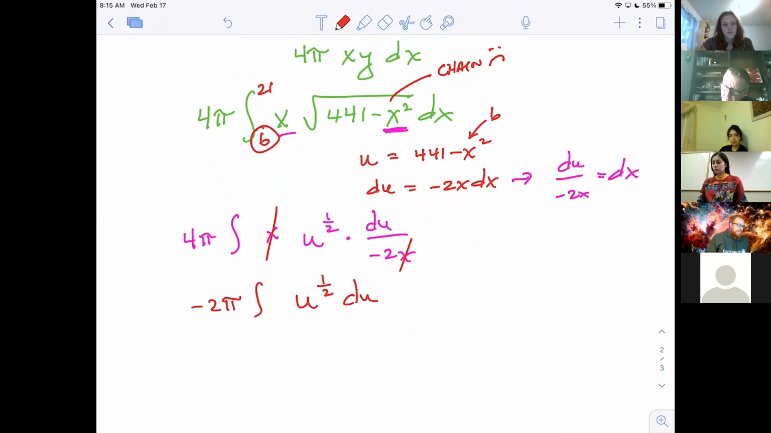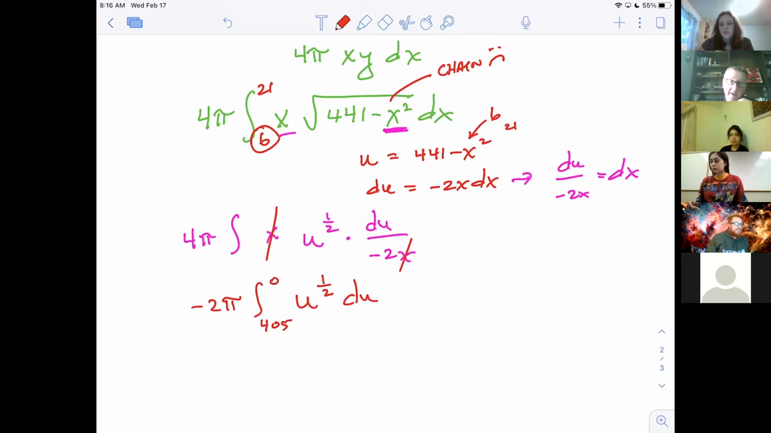6 squared is 36. 441 minus 36 is 405. And then also stick in 21. 441 minus 21 squared is 441 minus 441, which is actually 0. Some of you flip those over because you're thinking, wait, the bottom number should be smaller than the top number. But no, let it do its work. If you flip those, you end up with a negative volume, and you shouldn't get a negative volume or something's wrong.